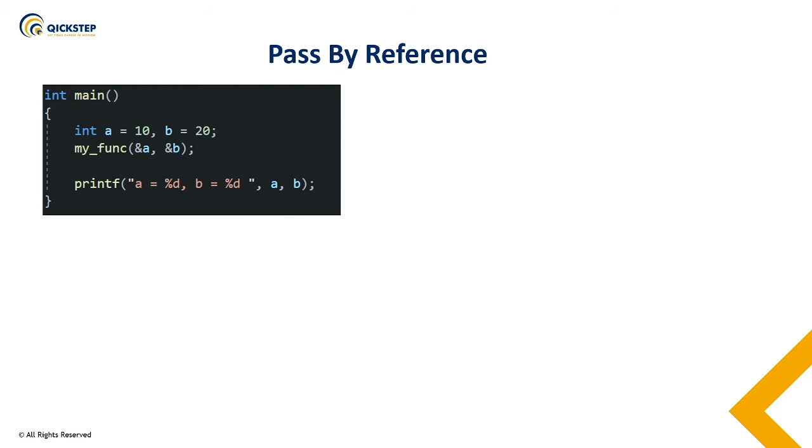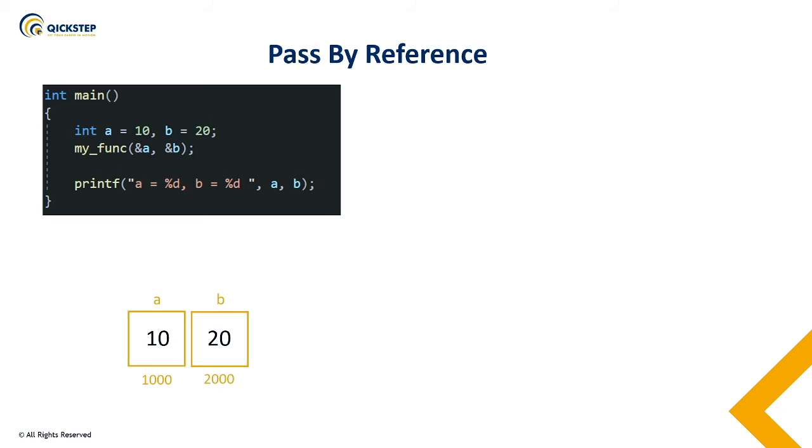I have a main function in which I have two variables a and b. So let me declare those variables over here. This is the variable a and this is the variable b. You can clearly see that when I'm calling my function, I'm using the ampersand operator over here. This ampersand operator is known as the reference operator. Instead of passing the value, it passes the address of a and b to the function. So the address of a is 1000 and the address of b is 2000. So it passes 1000 and 2000 to the function.